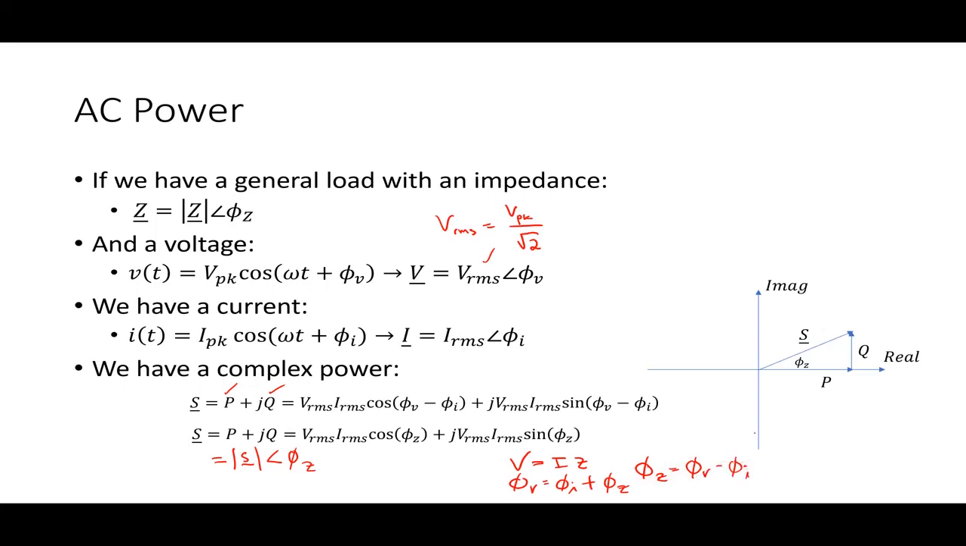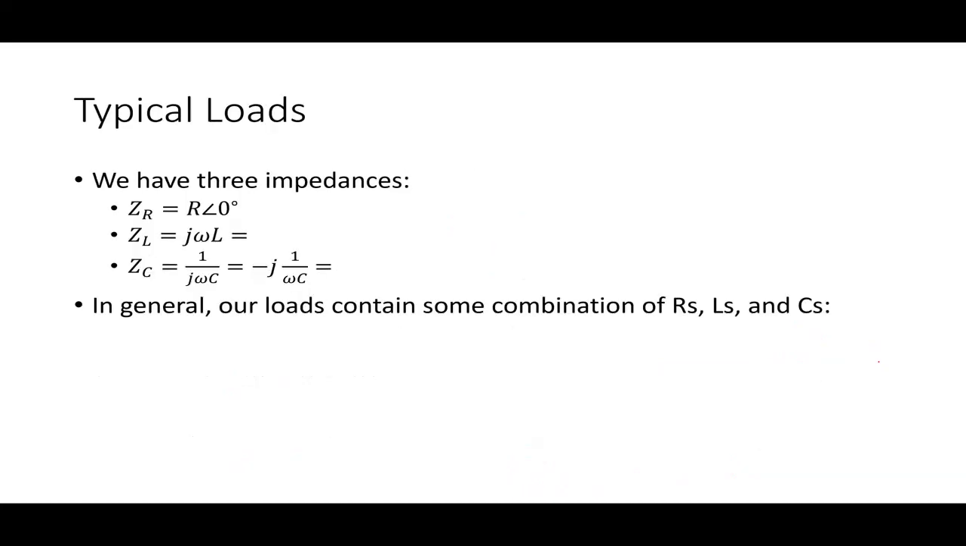What we see here is that the complex power forms this vector where the vector itself is called S. The imaginary part of it is Q, the reactive power, and the real part of it is P, the active power. This is why we call it the real power, because it's the real part of the vector. Okay, so let's look at some typical loads.